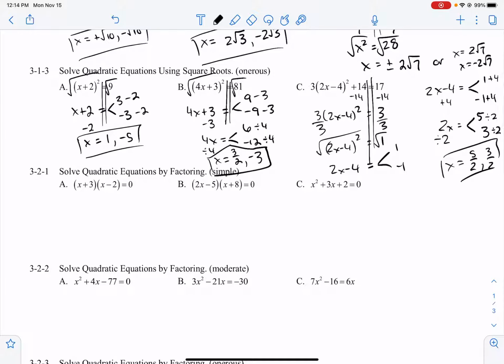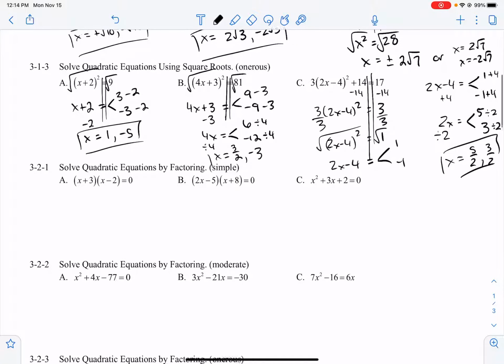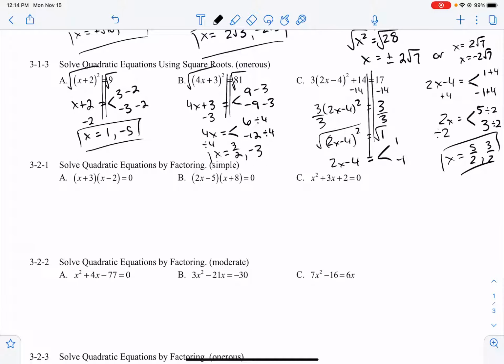Okay, solve quadratic equations by factoring. So now all of a sudden we have more than one x. If you notice, I have an x squared and a 3x. I have an x in this parenthesis and an x in this parenthesis. So I can't just use my square root method because I have more than one x. So on this first one, the goal of these problems is to make a big X, find what goes in my parentheses, set them equal to 0, and solve for each parenthesis.